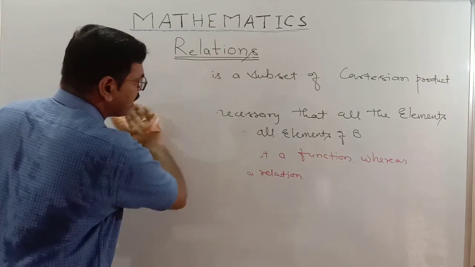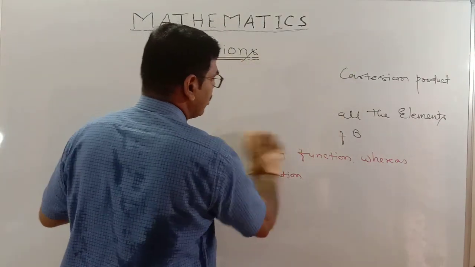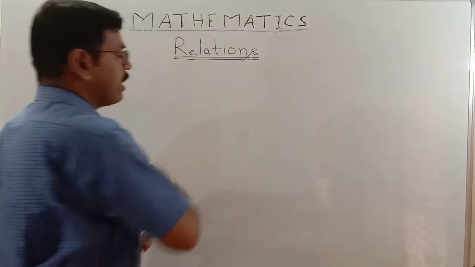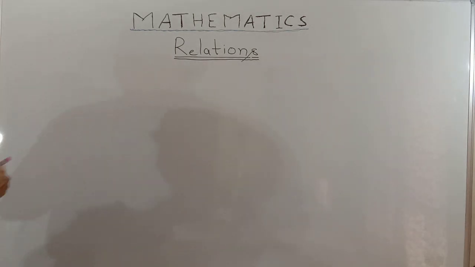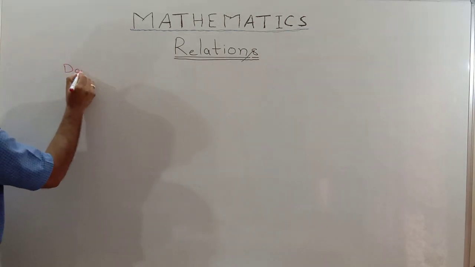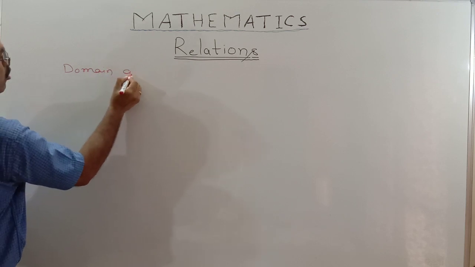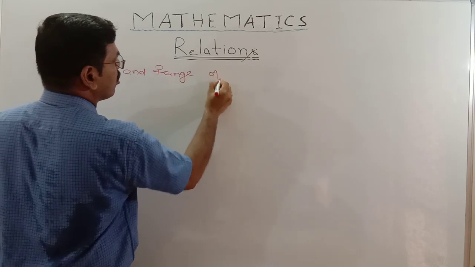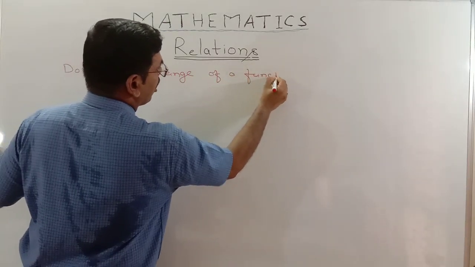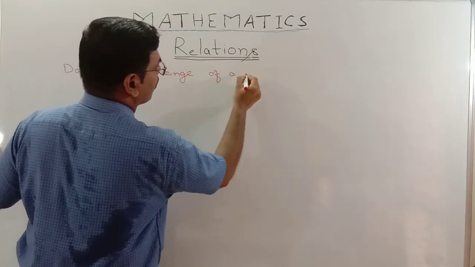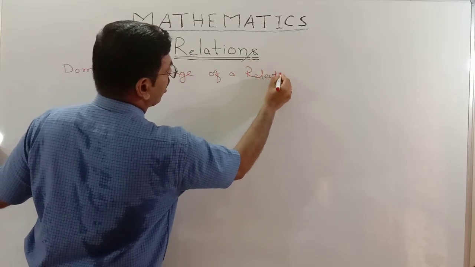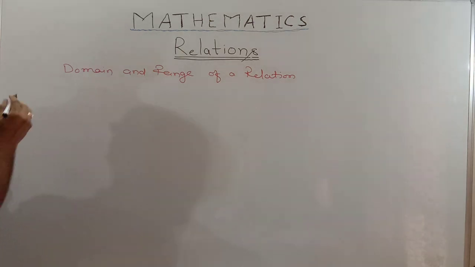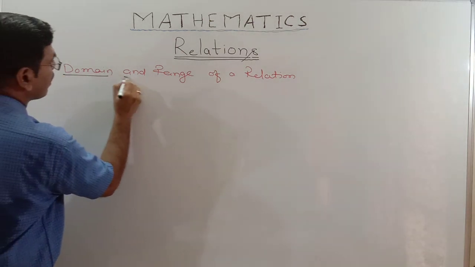Now, as you have studied in class 11 the domain and range of a function, similarly we are studying here the domain and range of a relation. So please put the heading: domain and range of a relation, not function. What do you mean by domain and range of a relation? That we are studying.